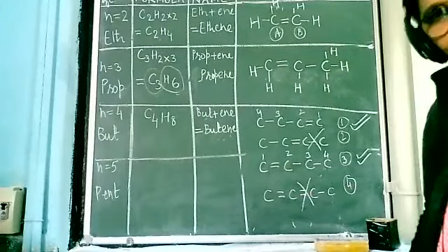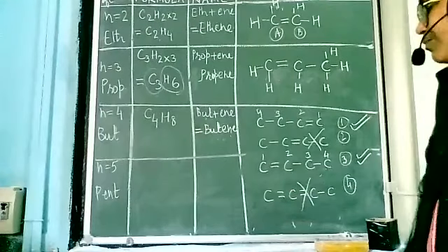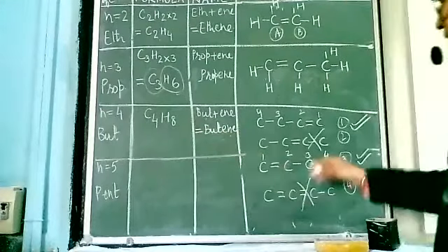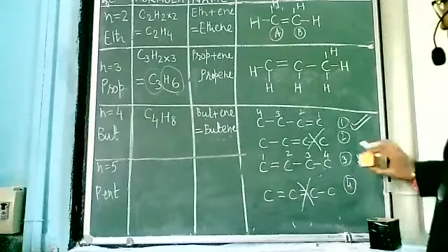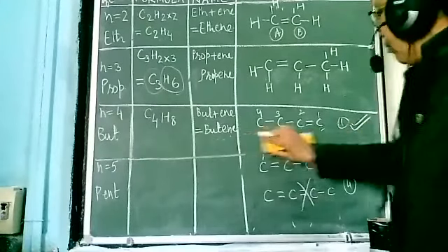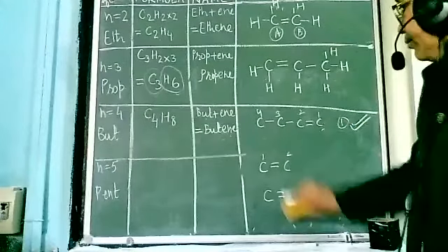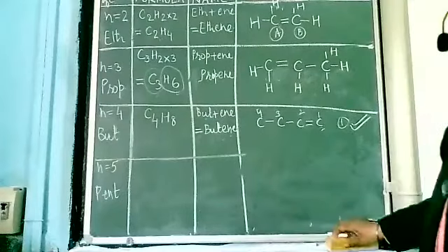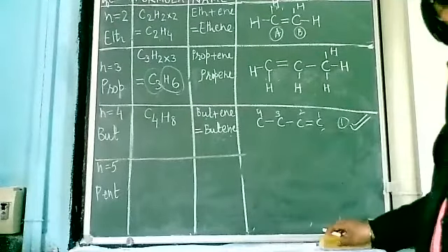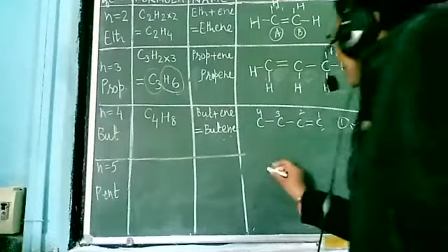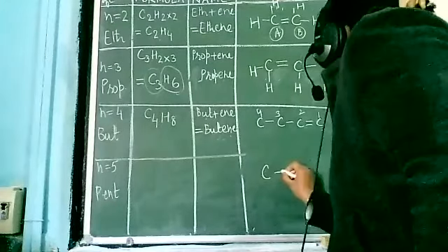So in 4 possibilities, as per the name, these 2 possibilities are correct and these 2 are wrong. Clear to everyone? Suppose I have written on the right hand side. Now what will be the structural formula for it?